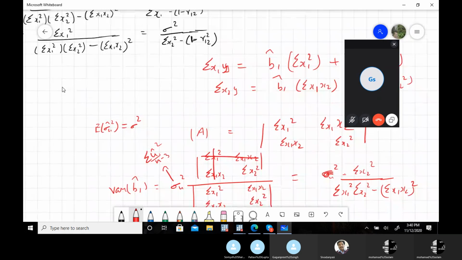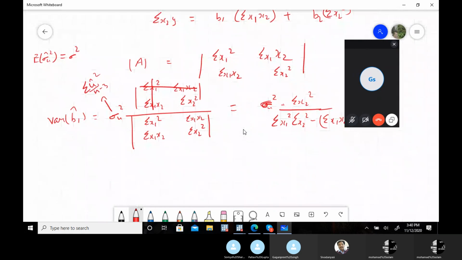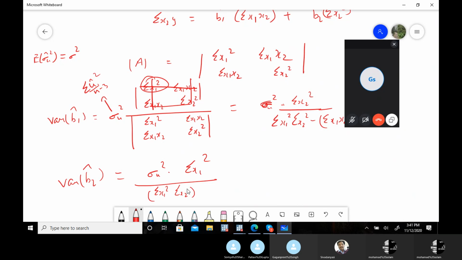For beta 2, if it's a term of beta 2, then you have to cancel these two parts and keep this part. Then variance for beta 2 hat is equal to sigma u square multiplied by summation x1 square, and same in the denominator part, summation x1 square summation x2 square minus summation x1 x2 whole square. So this is for the beta 2, and beta 3, beta 4 and so on. So you can get these variances for these coefficients.